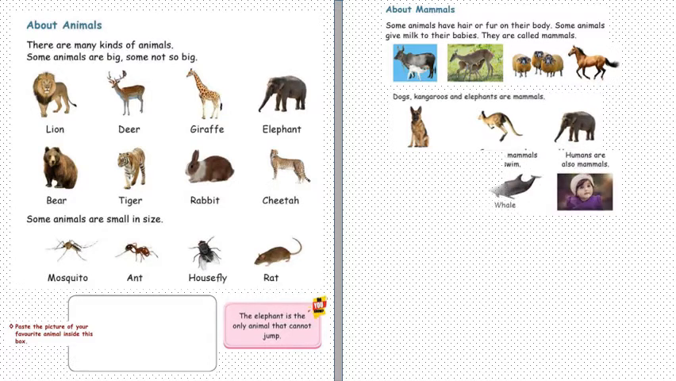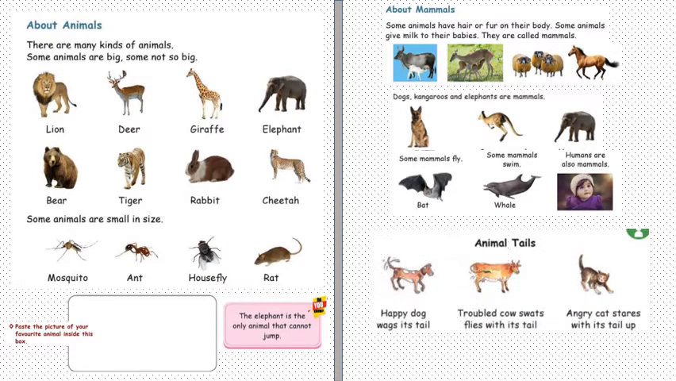When we talk about mammals, we also see a bat, which is a flying mammal, a whale, which is a swimming mammal, and us human beings, we are also called mammals because we have skin, we have hair on our body, and also we feed milk to our babies.